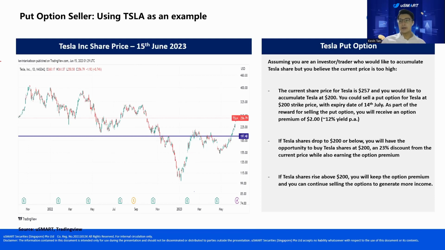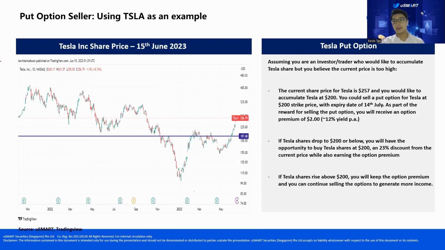Now, the worst case scenario is, what if Tesla shares fell to $200 or below? What's going to happen is that you will have the opportunity to basically buy Tesla at $200, which also translates to a 23% discount from the current share price. At the same time, you will also earn the option premium. So this helps you in two ways. One, you basically get a better entry price of $200 instead of $257.